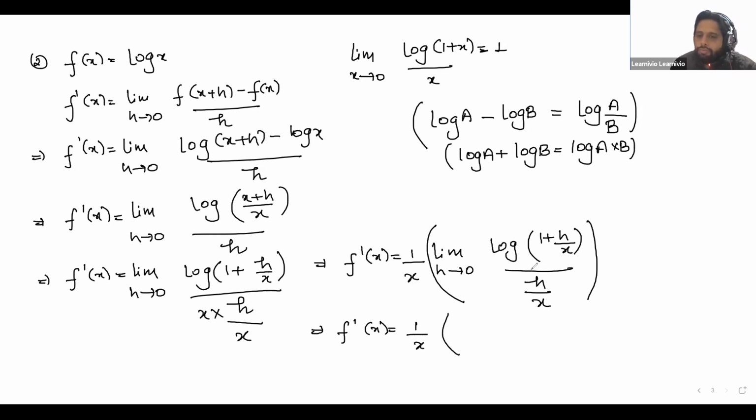Now put this limit. As per our formula, we will get 1. So finally, the derivative of this will give us 1 by x.